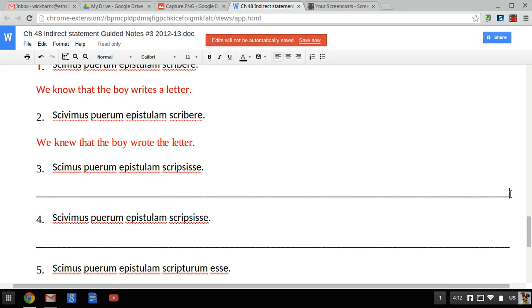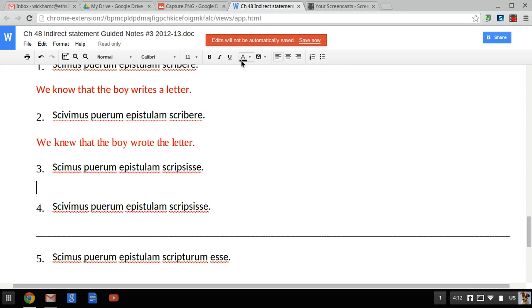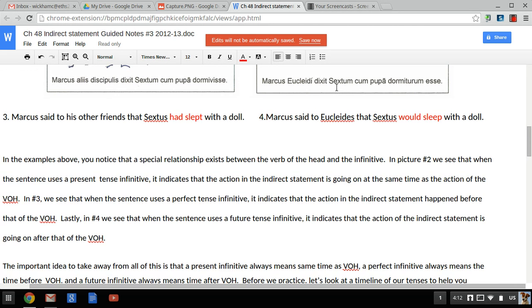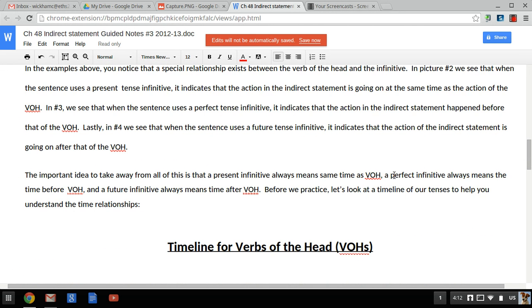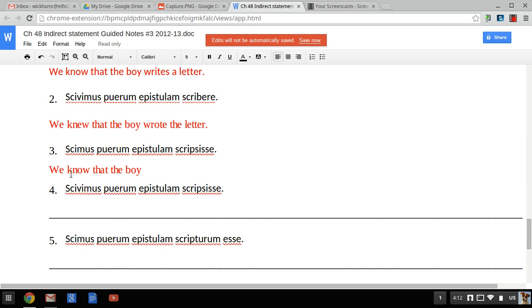Okay, now we get into trickier territory. We know, present tense, we're back to present tense, that the boy... so scripsisse, let's go back up and look at what it's doing in terms of its tense. A perfect infinitive is scripsisse. It always means the time before the verb of the head. So know is present tense, so we're just going to say past tense, right? Simple past. We know that the boy wrote the letter.